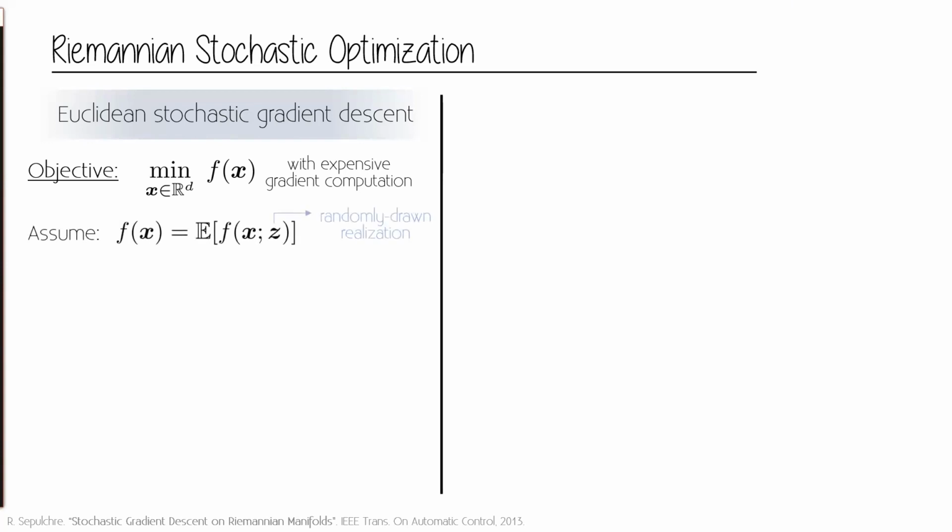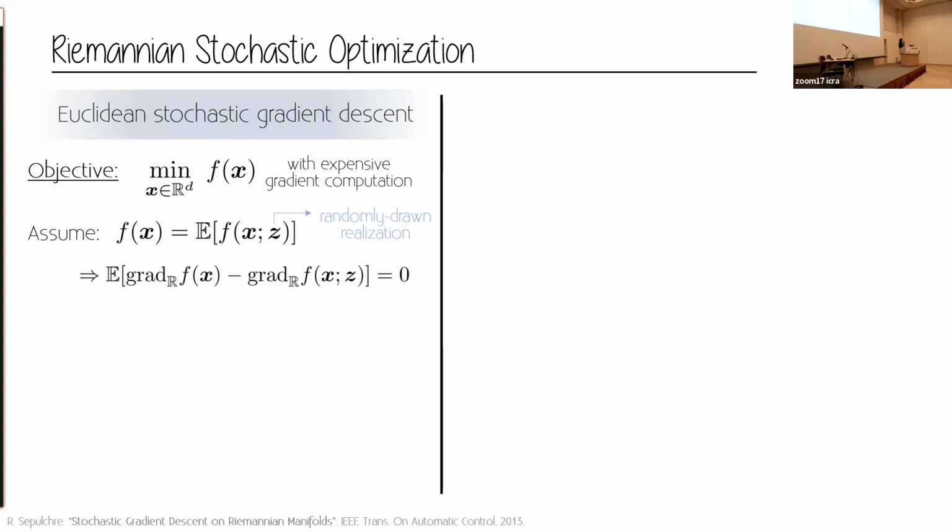So the assumption of Euclidean stochastic gradient descent is that basically the expectation of a randomly drawn realization is equal to the function itself. When I say randomly drawn realization, you can really think about taking just a subset of my data for each iteration step, randomly sampled. So you have a full batch of data, you just take a few, you do an update, at the next step you take another batch, etc. This assumption also gives you a result on the gradient, that basically the expectation of the difference between the real gradient and the gradient of your randomly drawn realization is 0.